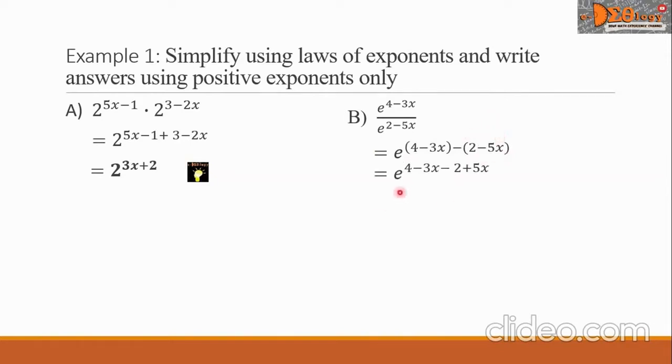So we have now e raised to 4 minus 3x minus 2 plus 5x. And from here, we can combine similar terms. The 4 and the negative 2, we can combine together. It becomes 2. And the negative 3x plus 5x is positive 2x. So our final answer is e raised to 2 plus 2x.